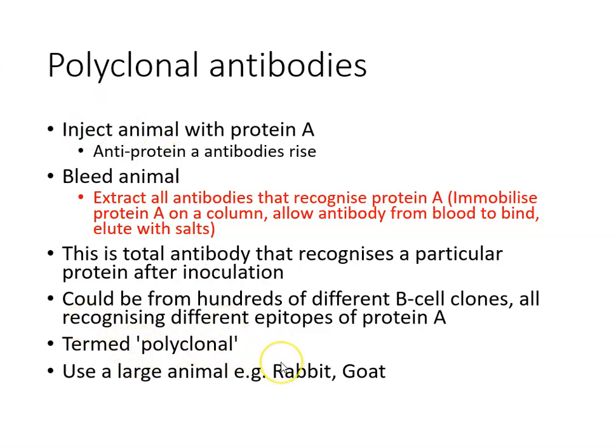Now, we call these polyclonal because this will recognize every antibody that's in that animal's blood that recognizes protein A. And you think about proteins as being large globular proteins, or it doesn't matter what shape they are, they have multiple epitopes on them. There could be 20 or 30 different epitopes on the outside of a typical protein. So if you inject protein A into a goat, you might get a mixture of 30 or 40 different antibodies, all recognizing different bits of protein A. So we call it a polyclonal antibody because all the antibodies come from different B cell clones.